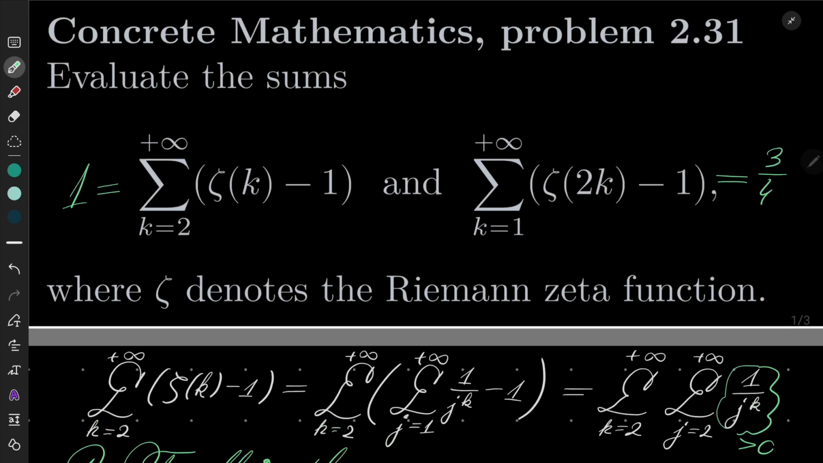And that's it. So as you have seen, Tonelli's theorem is very useful. If you don't know what to do with a double sum, try to exchange the order of summation, but remember, justify it. Either Tonelli's theorem, Fubini's theorem, or some other theorem.